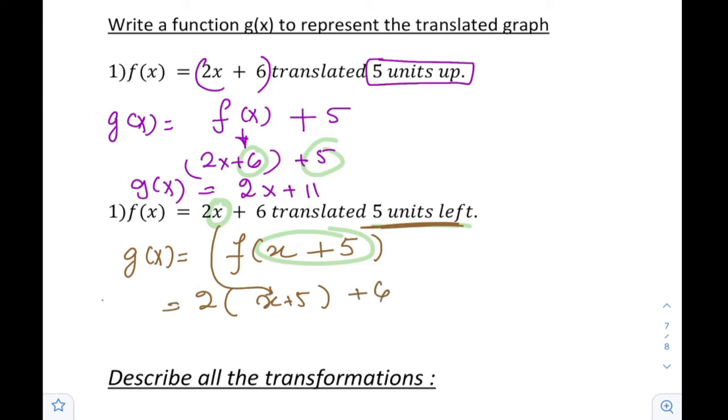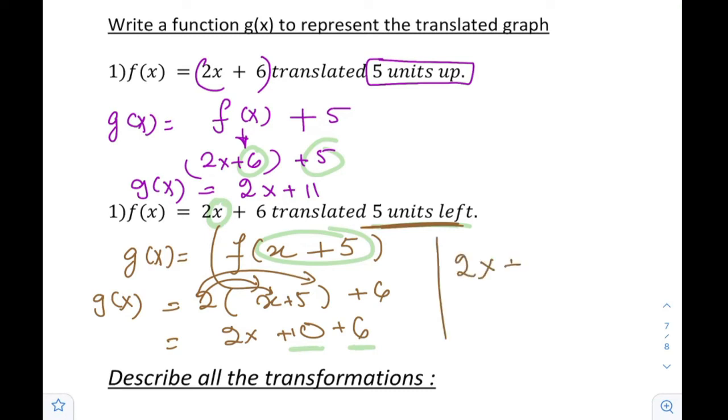Now this is my new function because it will affect horizontally as we agreed before. And then I will distribute 2 times x, 2x, 2 times 5, 10, and I will put the 6 down. Combining like terms, 10 and 6 are like terms. I will put 2x down and 10 plus 6 is just 16. So this is my g of x. Okay, this is different than the function before because it has been moved horizontally.